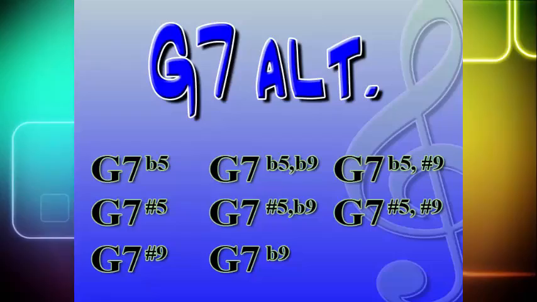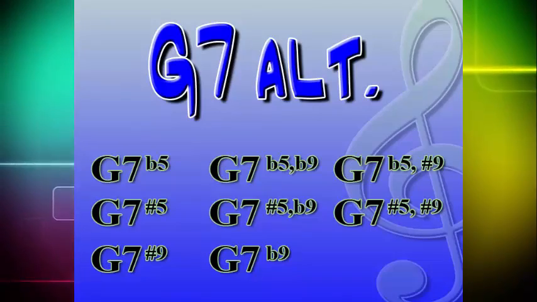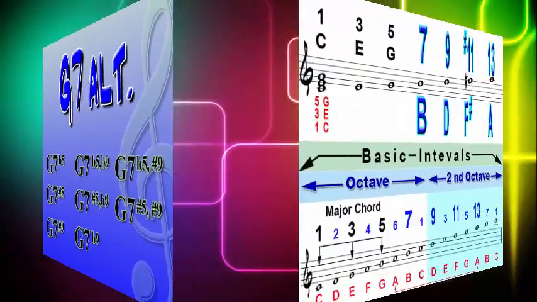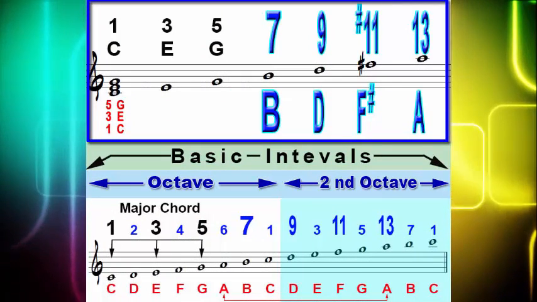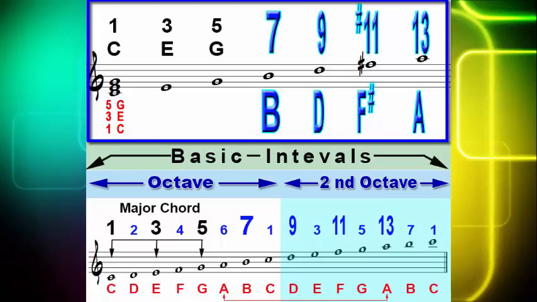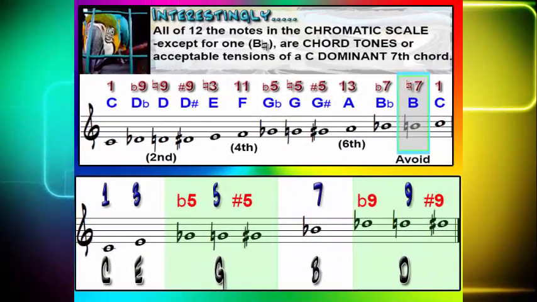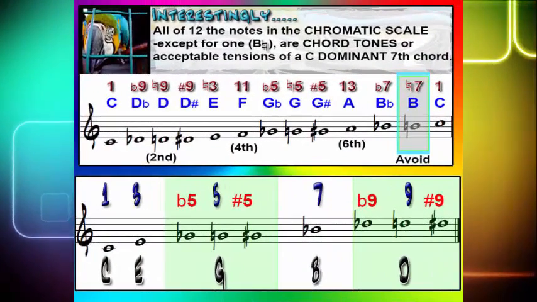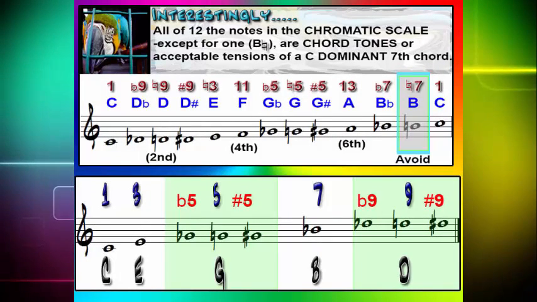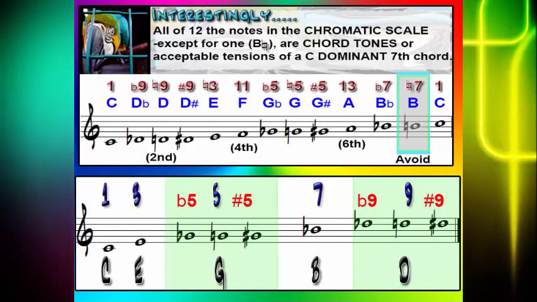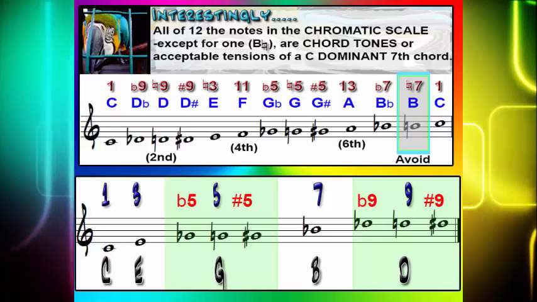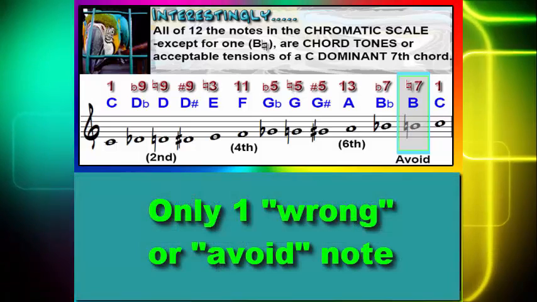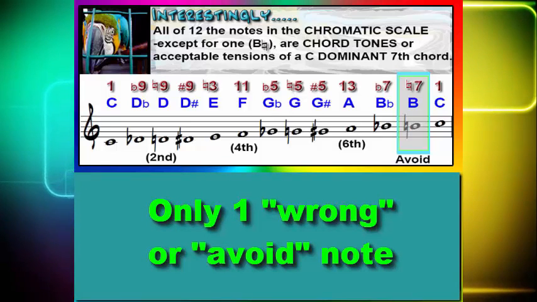If we add these 4 new altered notes to the chord tones and tensions we have already studied and identified in the key of C, something very interesting happens. Each and every note in the chromatic scale, except for the major 7, or the B natural, is a chord tone or acceptable tension in regard to C7. That means there are virtually no wrong notes against the C7.